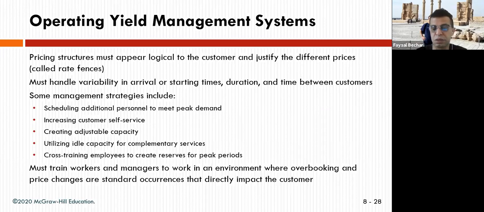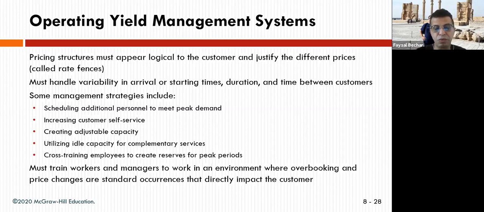Some management strategies that they use in hotels, for example, are scheduling additional personnel to meet peak time demand. They can increase customer self-service, which means they can take their bags to the room, or check in themselves. They can also create adjustable capacities, and utilize idle capacity for complementary services, so they can knock on the door and bring some free coffee, and so on, when they are idle. And cross-train employees to do more than one activity.